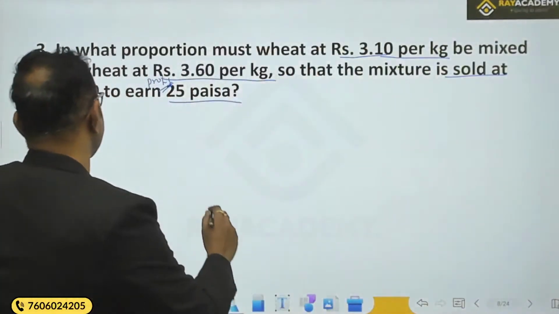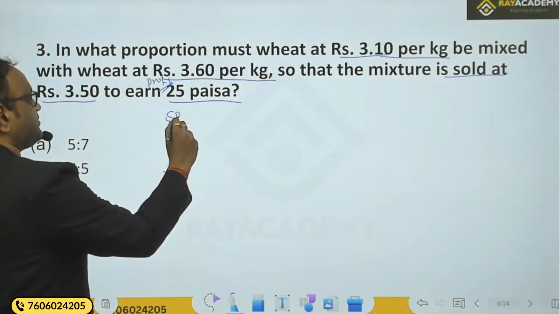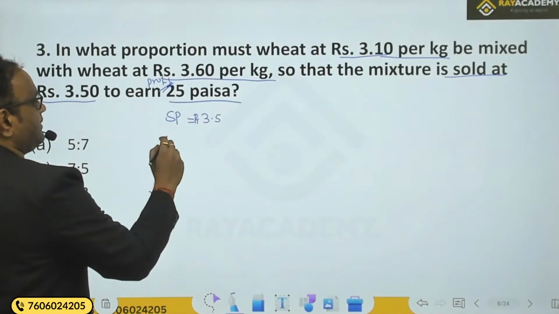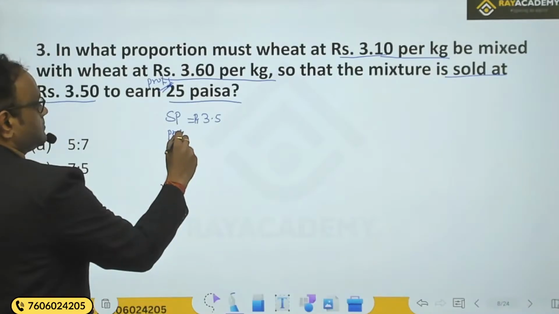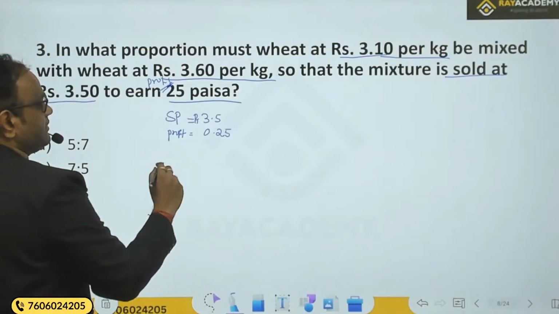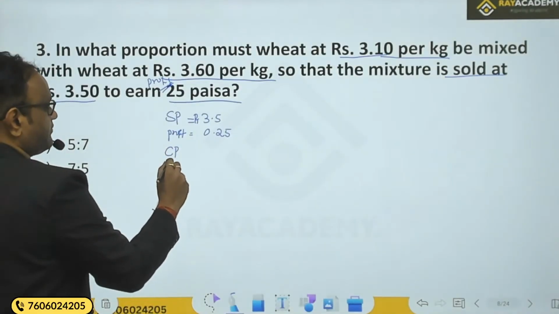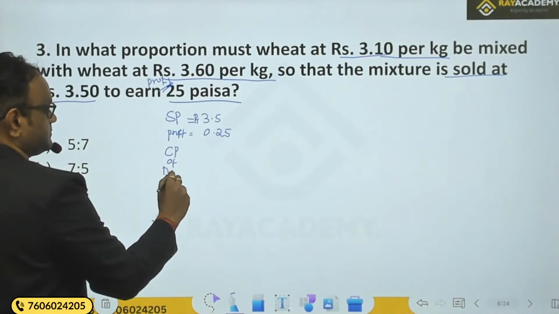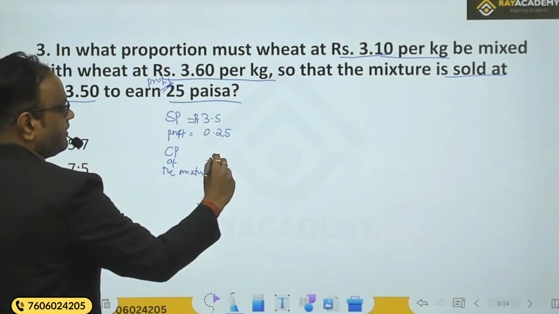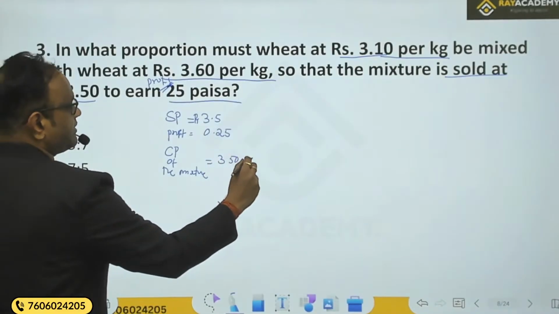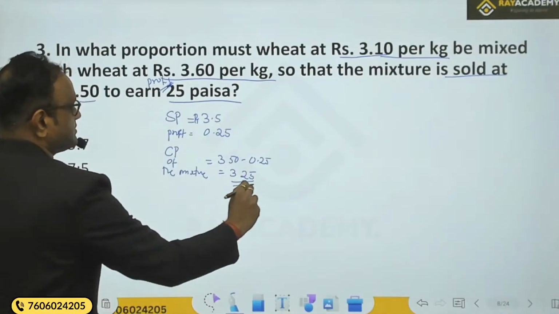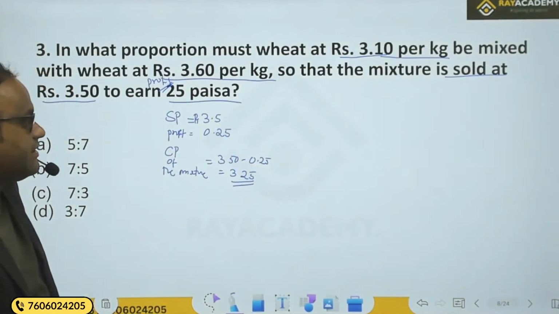So the selling price, I am writing SP. SP is given 3.5 rupees. Okay, and profit is 25 paisa, so you can say 0.25. So what is the cost price of the mixture? This is 3.50 minus 0.25. So this will give you 3.25 rupees. This is the cost price of the average mixture.